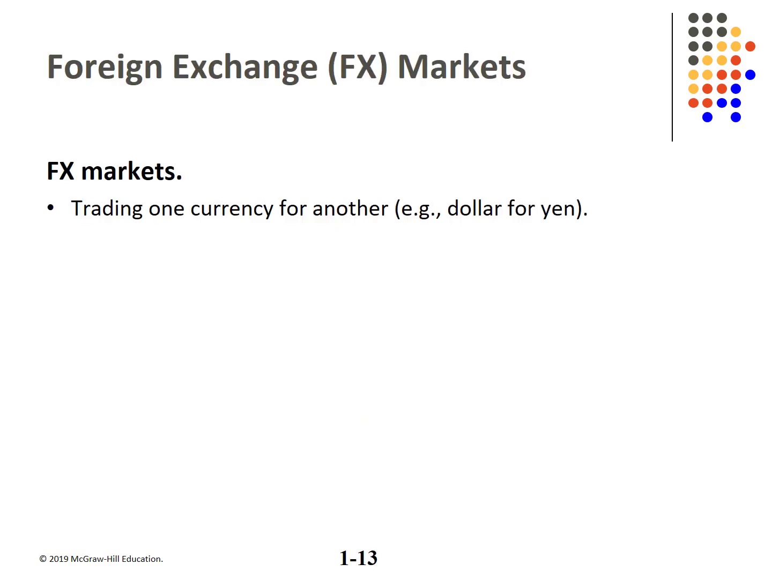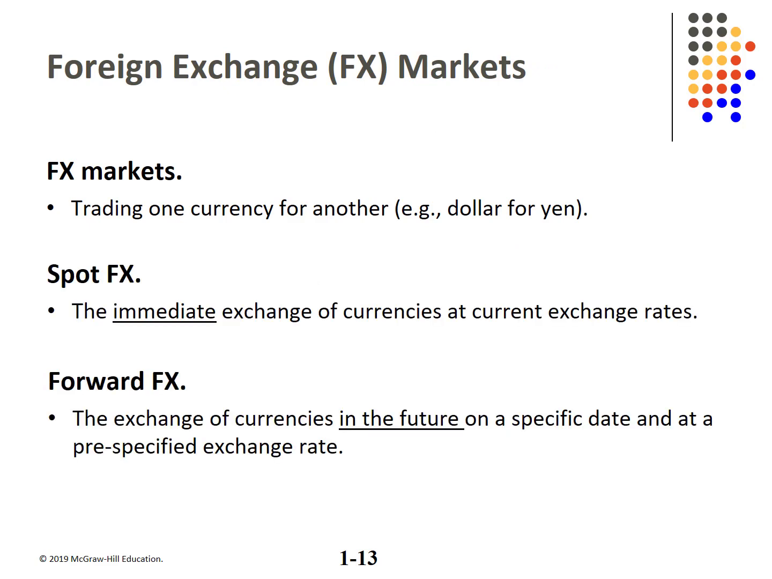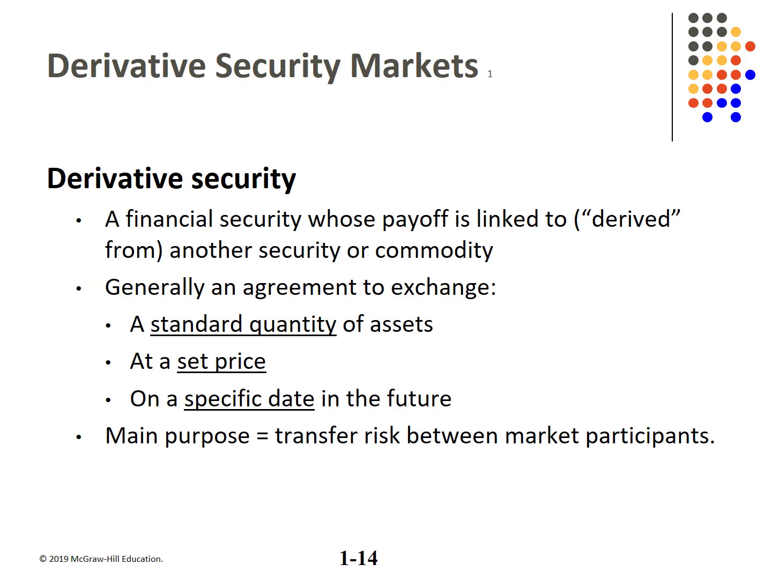Foreign exchange, or FX markets, trade currencies. Spot FX is for immediate, usually meaning delivery within 1 or 2 business days. Forward foreign exchange are customized agreements to exchange a specific amount of one currency for another at a chosen date in the future. Forward and futures are not the same. Forward markets are customized. Futures markets are standardized, as we'll see in the coming chapters. Derivative securities, one of my favorite topics.